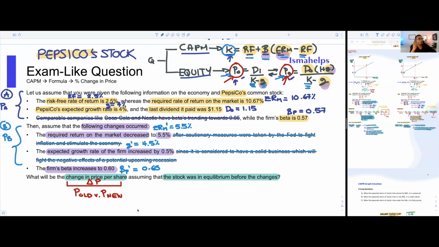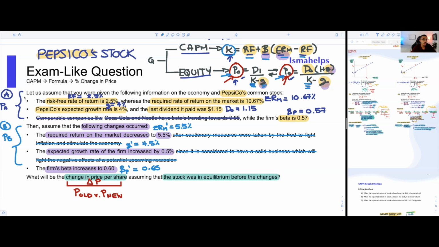And notice how our mission, highlighted in green, asks you the following thing. They tell you, what will be the change in price per share? In other words, what will be the change in price between part A and part B? It's as easy as that. So if that's not clear enough just yet, we're going to go through part A, which is what's highlighted in yellow and blue there at the top.